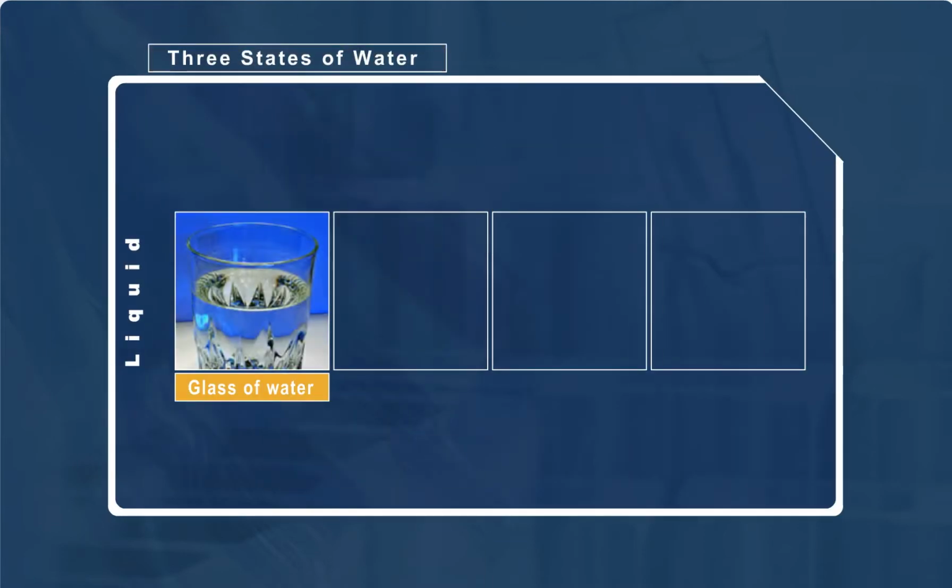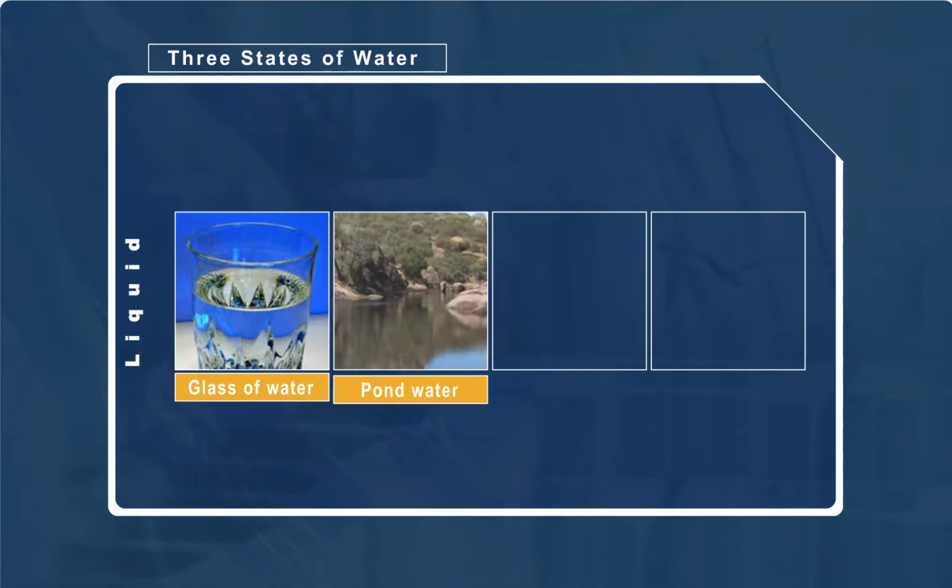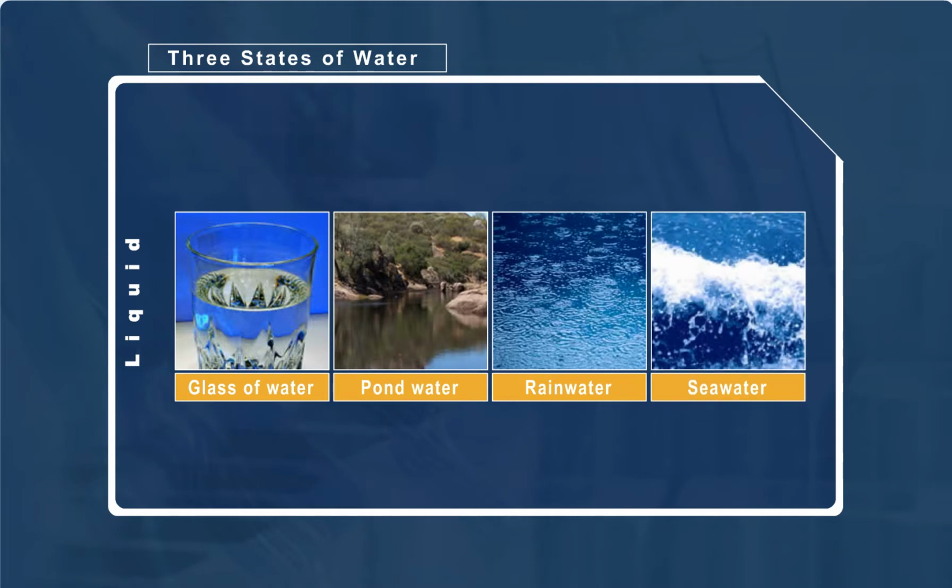Water which we drink is water in its liquid state. Other examples include pond water, rainwater, and seawater.